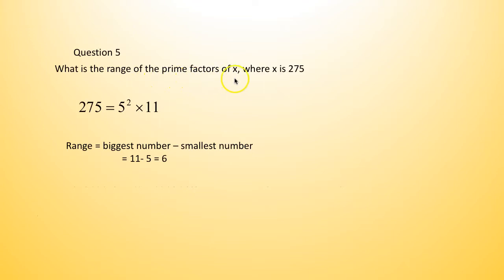What is the range of the prime factors of x where x is 275? 275 can be factorized into primes as 5 squared into 11. Now range is biggest number minus smallest number, that would be 11 minus 5 which is 6.